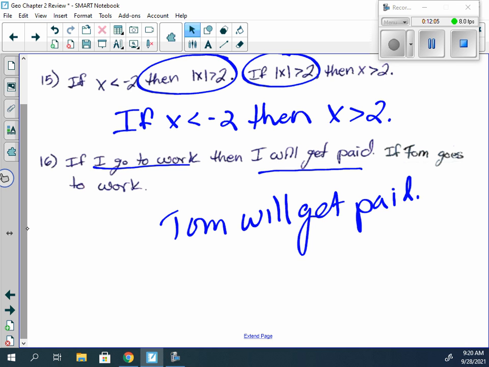Syllogism is where we're taking two statements and making a new one. Detachment is where I have a statement. Does it say the hypothesis is true? Then we can say the conclusion is also true.